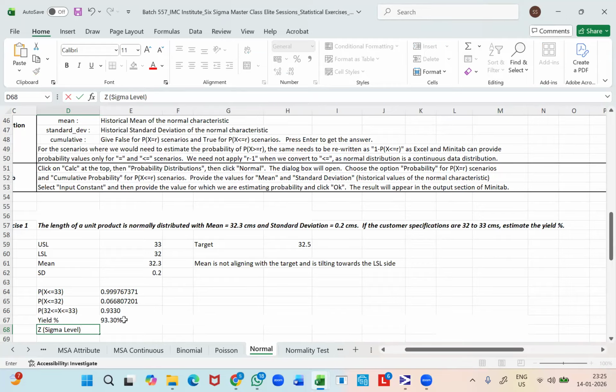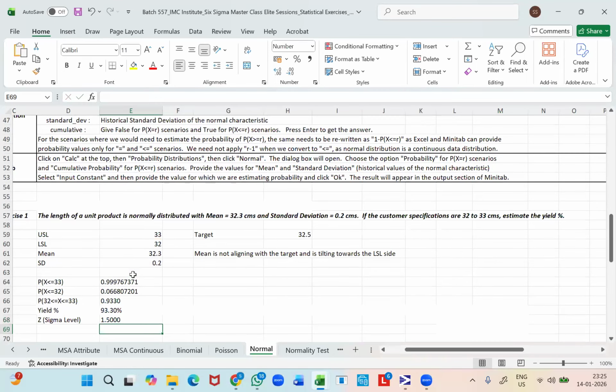Even though it is not asked in the question, let us still go ahead and find out. As I told you, since the mean is tilting towards the LSL side, we need to apply the LSL side formula to calculate the sigma level. So what is the LSL side formula? It is mean minus LSL divided by the standard deviation. So the sigma level is 1.5. Right? So the actual sigma level is 1.5 for this case scenario.